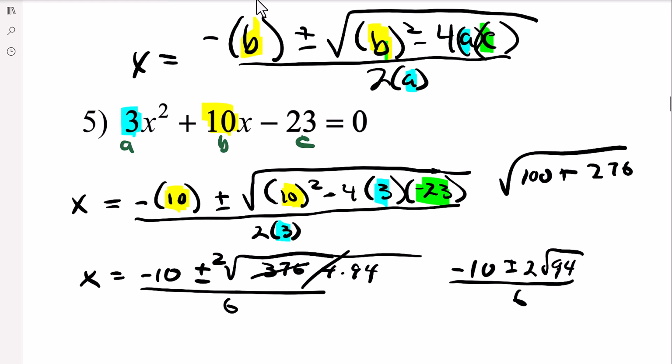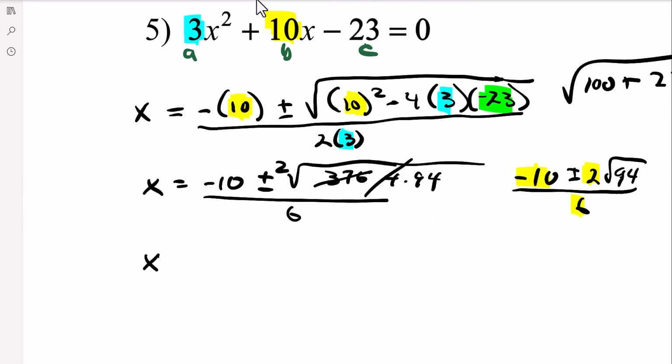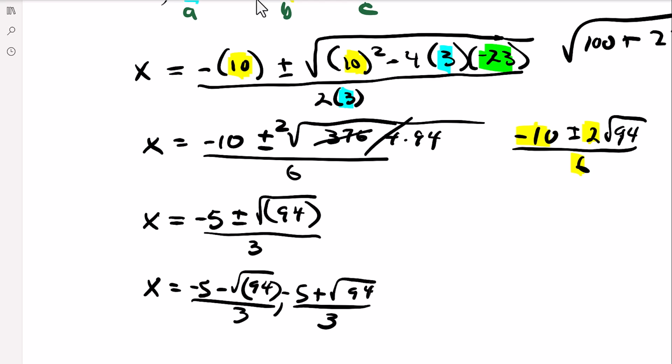And then notice 2, 6, and negative 10 all have a 2 in common. So 2 divided negative 10 is negative 5. 2 divided 2 is 1, so we don't have to write it. And 6 divided 2 is 3. So those are your two options. Negative 5, subtract root 94, divide 3, and negative 5 plus root 94, divide 3.